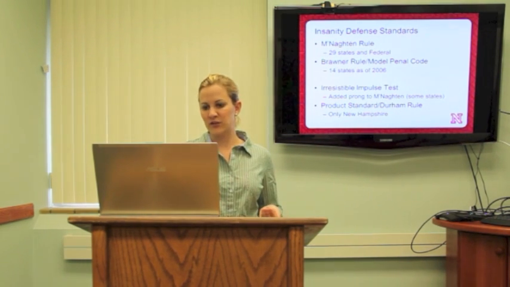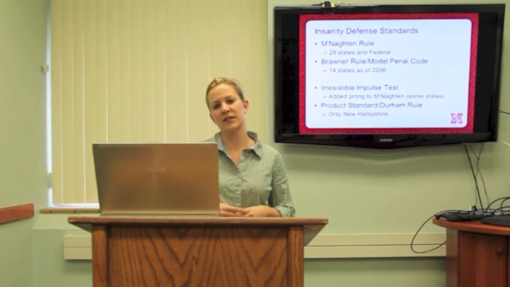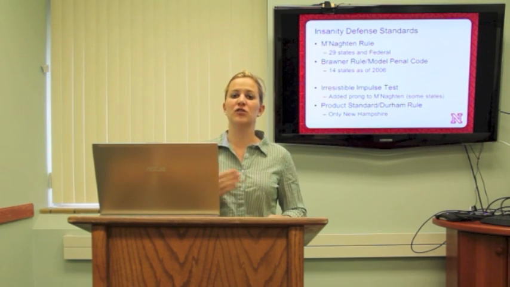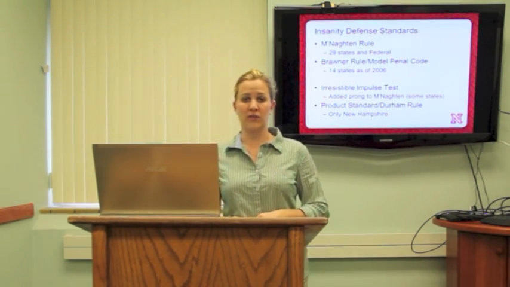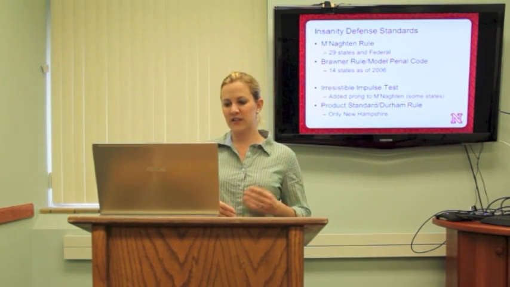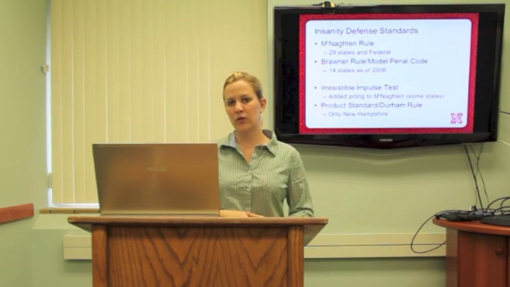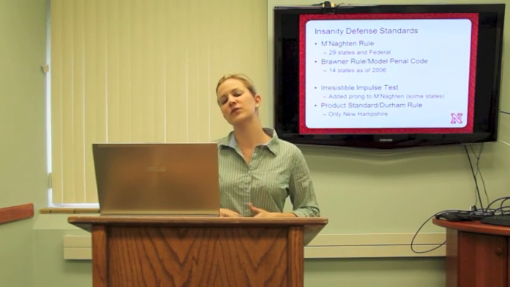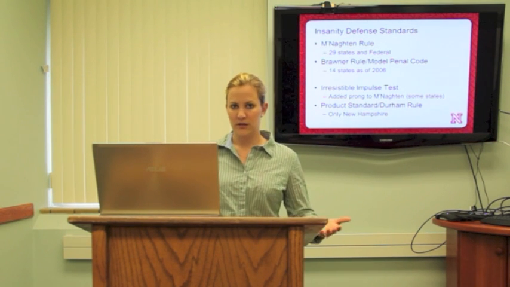The two that are not mentioned in your book, the first is the irresistible impulse test. Basically, this is a prong that's been added in some states to the M'Naghten Rule, and it looks at whether or not the person acted with an uncontrollable impulse. So if the person has lost the power to choose between right and wrong such that their free agency is destroyed, or the defendant was somehow involuntarily acting beyond his or her control, this kind of gets at that volitional part of the standard. A test that's often used is whether or not the person would have committed the crime had a police officer been standing right next to them.